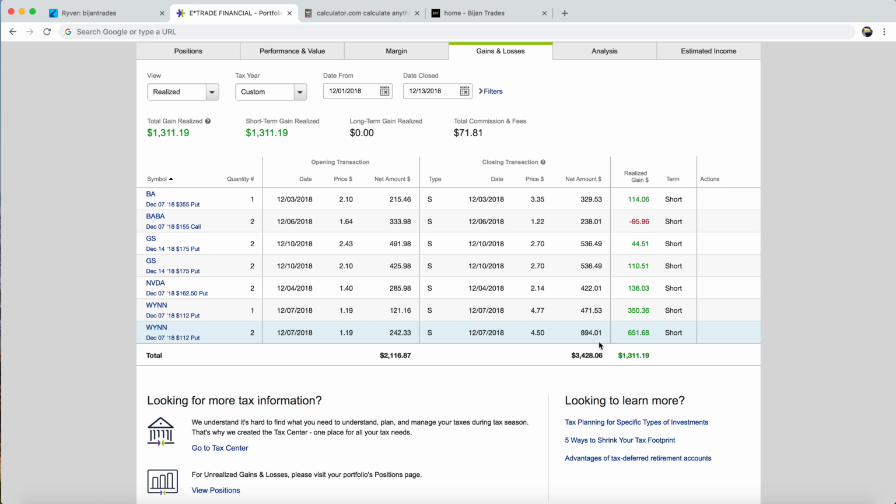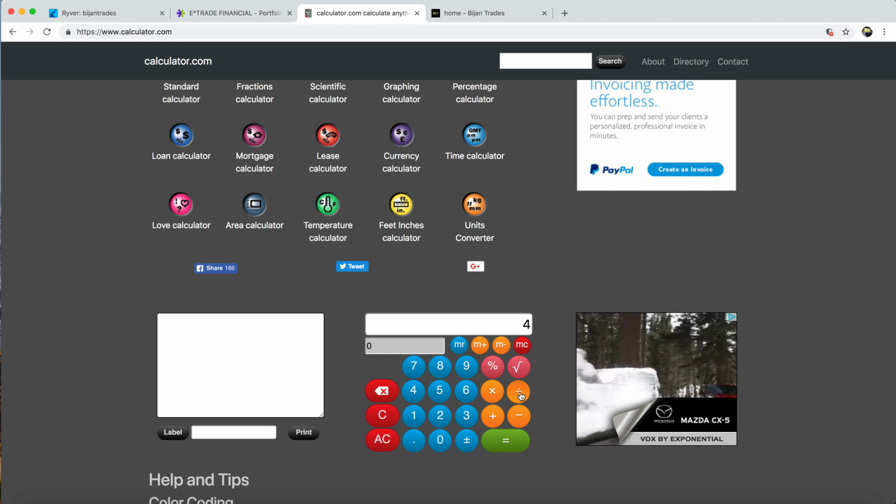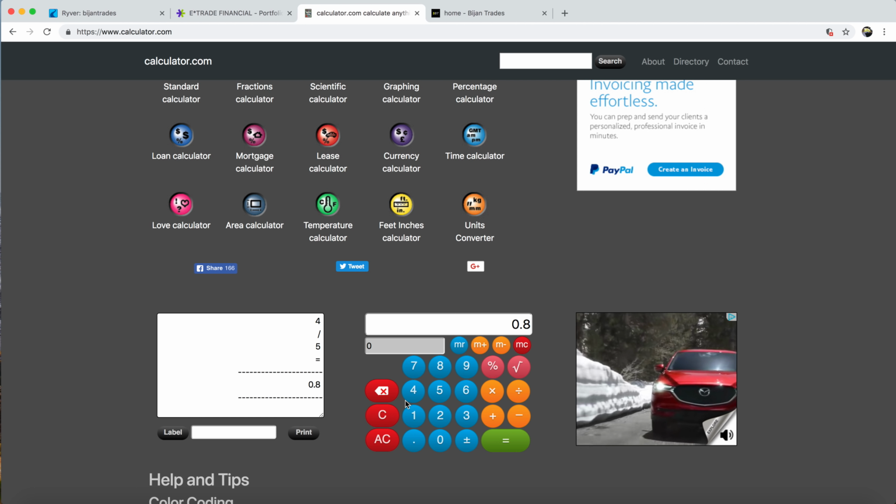So we have 5 trades. I had only 1 loss. So let's do the math for you guys. That means I have 4 wins out of 5 trades. That's an 80% win ratio, guys.